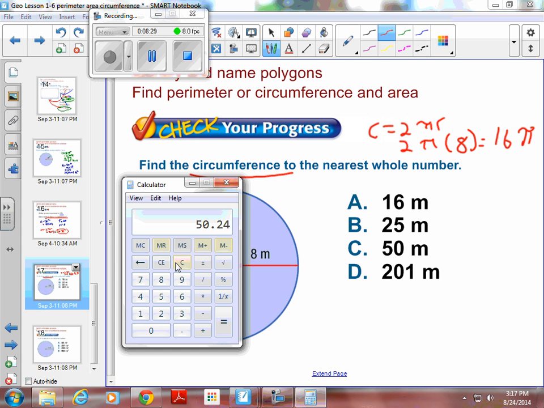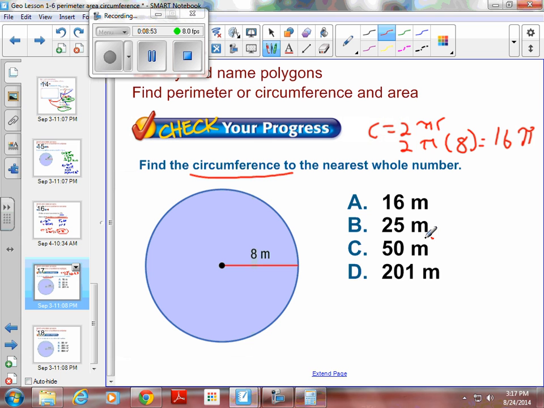So grab your calculator. 16 times 3.14. Again, that's an approximation of pi, not actually pi. 16 times 3.14 gives us an approximation, which is 50.24, and this one here would be the closest one.